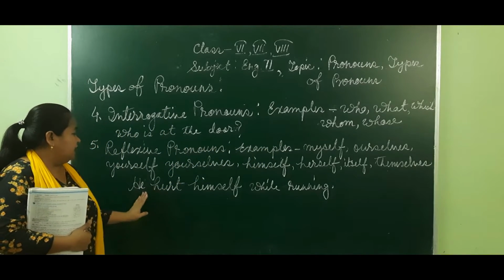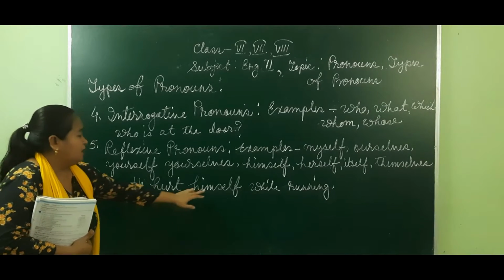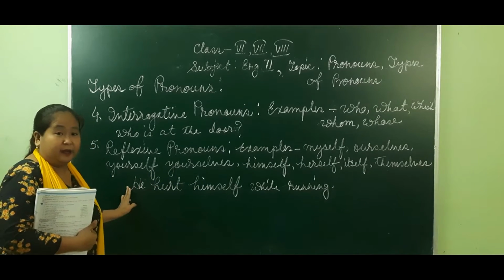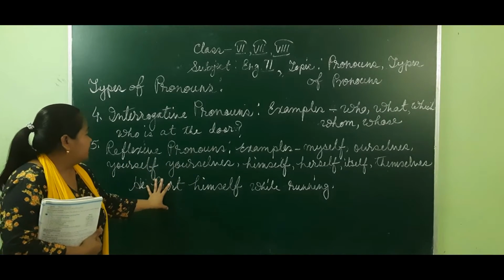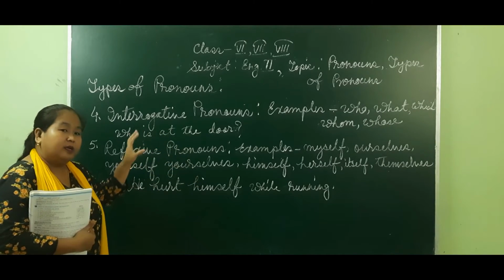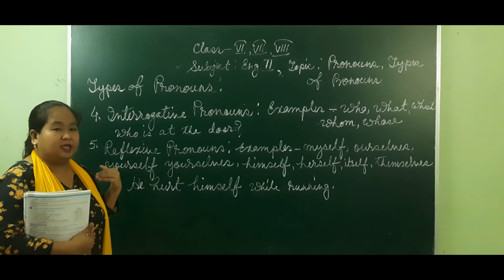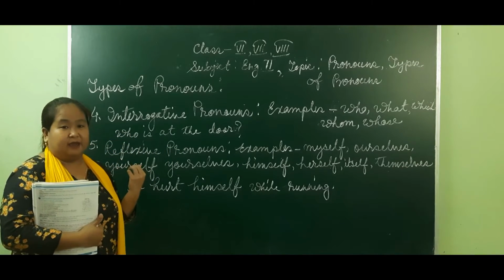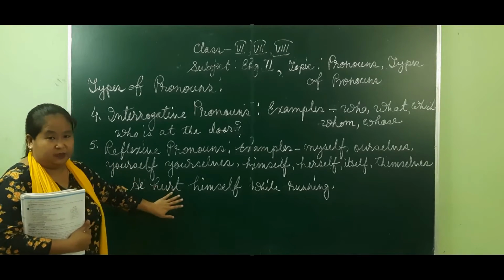Sentence example: he hurt himself. The action done by the subject goes back to the subject. When the subject and the object are the same person, that is a reflexive pronoun. He hurt himself. I dressed myself. I feed myself. So that is reflexive pronouns.